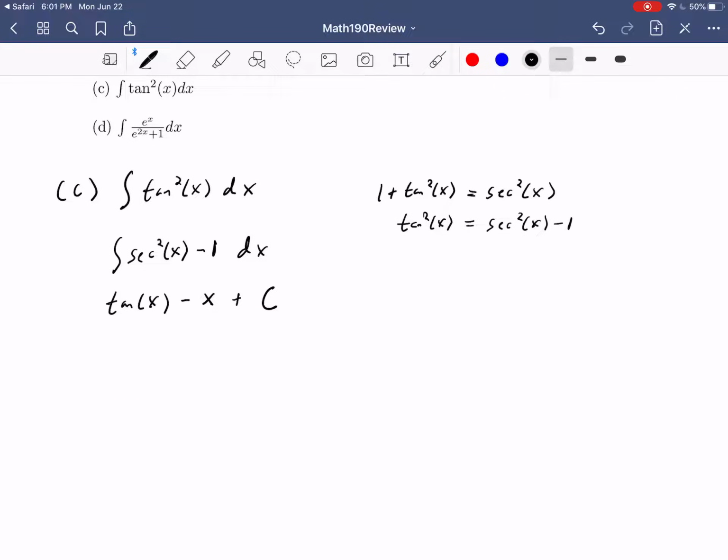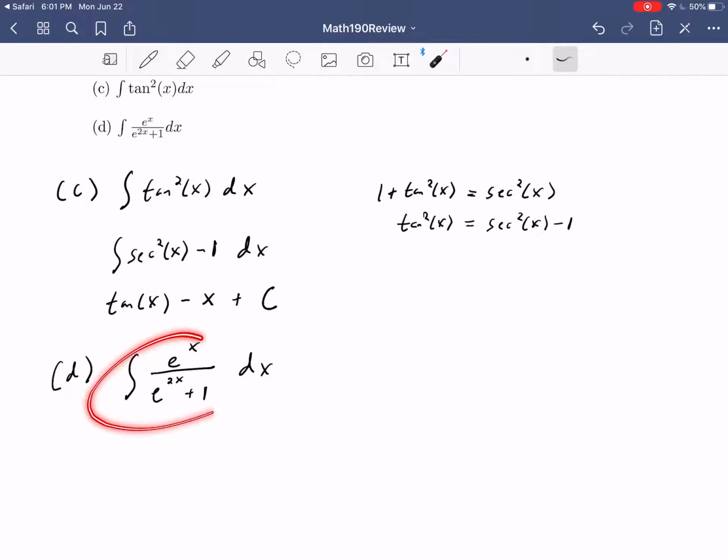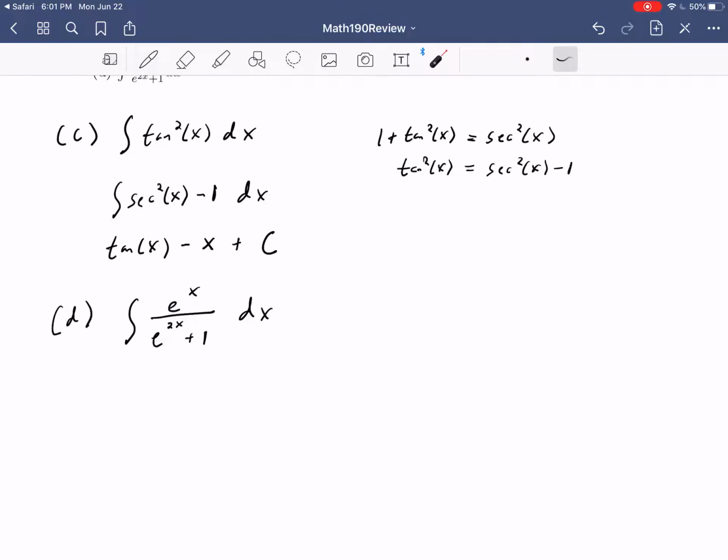All right, last one here. We've got the integral of e to the x over e to the 2x plus 1 dx. Once again, this guy's a little tricky at the beginning because there doesn't look like there's much to do.